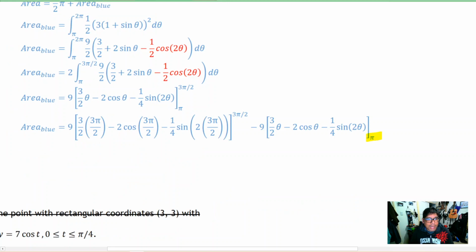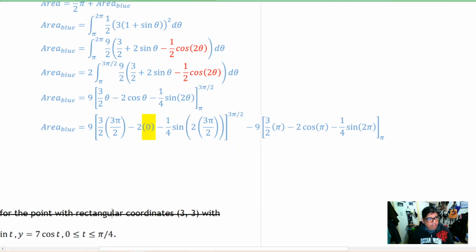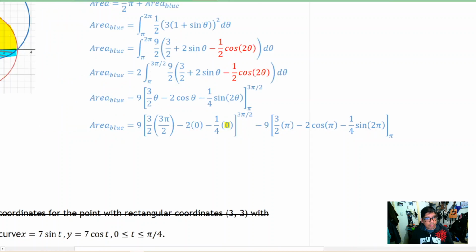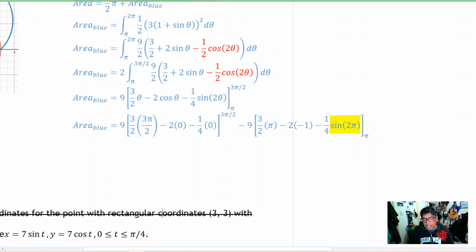And then we substitute pi. Let's evaluate our trig functions next. Cosine of 3 pi over 2 is 0. 2 multiplied by 3 pi over 2 is just 3 pi, and then sine of 3 pi is just 0. Cosine of pi is negative 1. And finally, sine of 2 pi is just 0.